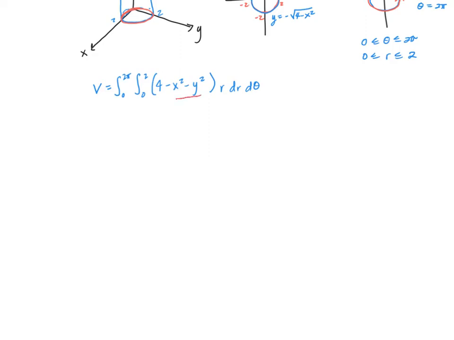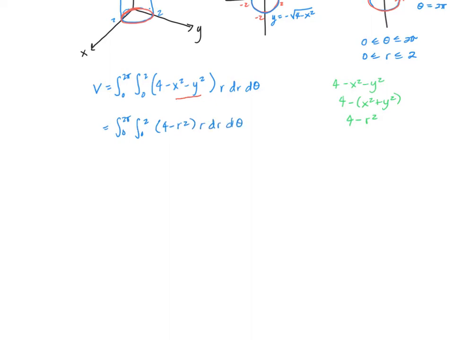So I do have a problem with this volume, and the problem is here. The integrand is in terms of x and y, but I'm integrating with respect to r and theta. So I need to change this so that it's in r's and thetas, there's no x and y. So off to the side here, 4 minus x squared minus y squared is the same as 4 minus, in parentheses, x squared plus y squared. And I know that x squared plus y squared is r squared. So I can simply write this as the integral from 0 to 2 pi, integral from 0 to 2, parentheses 4 minus r squared, r dr d theta.